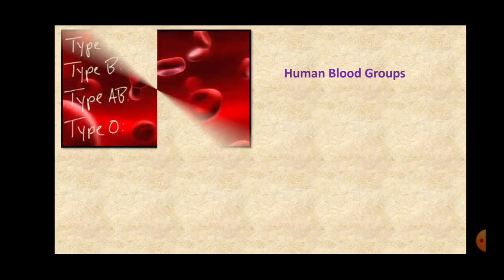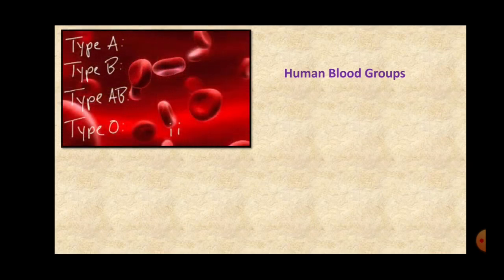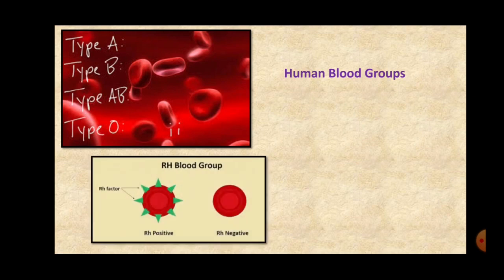Then let's study about the human blood groups. I hope you might have heard about the blood group, right? So there are in total 4 types of blood group: type A, type B, type C, and type D. Then on the basis of one factor, that is Rh factor, it is again divided into 2, Rh positive and Rh negative.